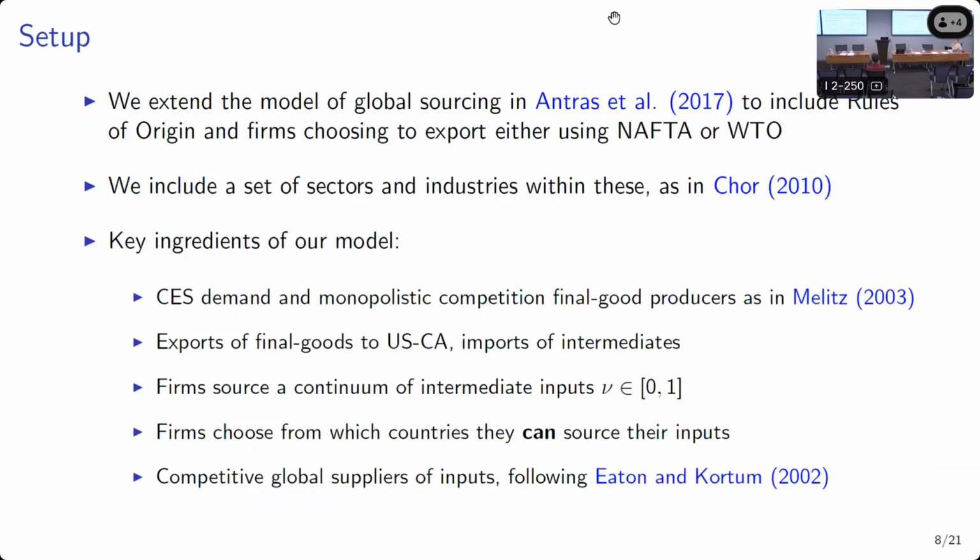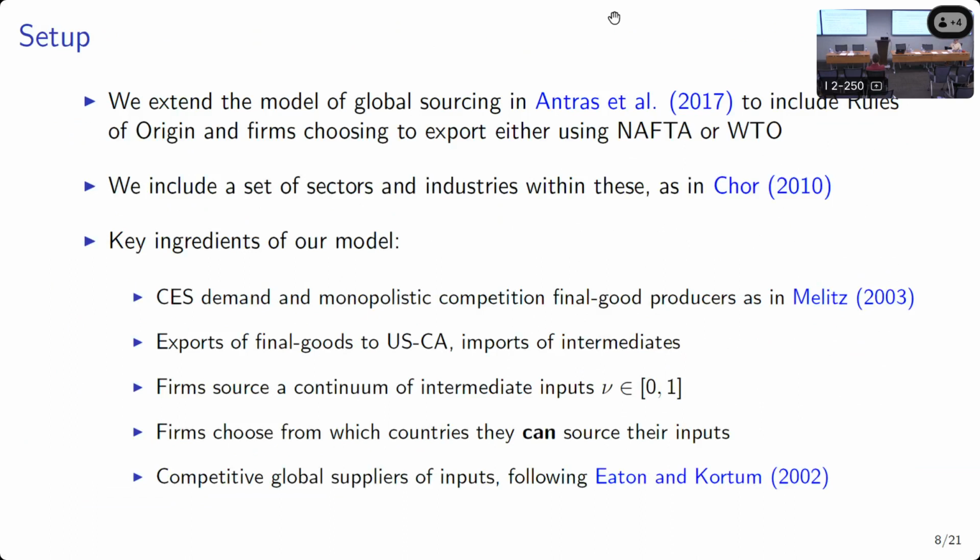Okay, so these empirical facts basically motivate that Mexican firms are facing fixed costs of sourcing and using the trade agreement. So we built this model, which is basically extending the Antràs and Chor global input sourcing model. We're going to include in it the choice of using the trade agreement, and we're also going to include rules of origin in it. We include sectors and industries in there just to make use of the richness of our rule of origin and tariff data. Okay, and these are going to be the key ingredients of our model.